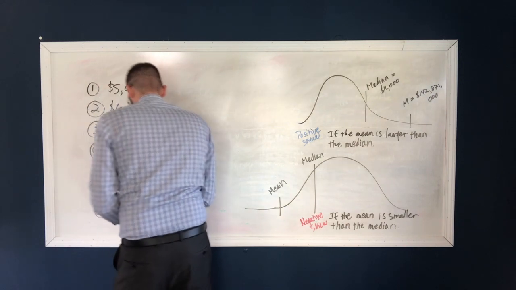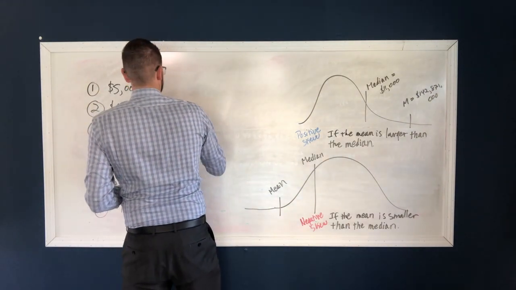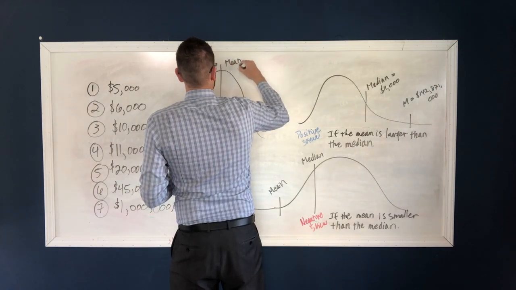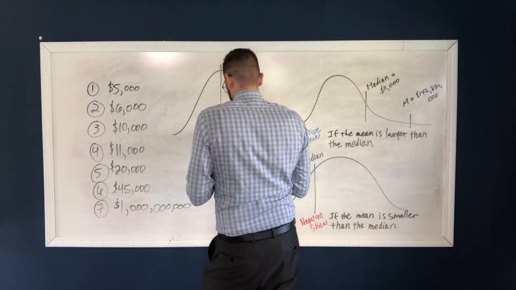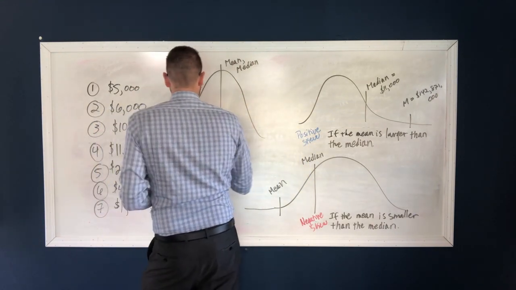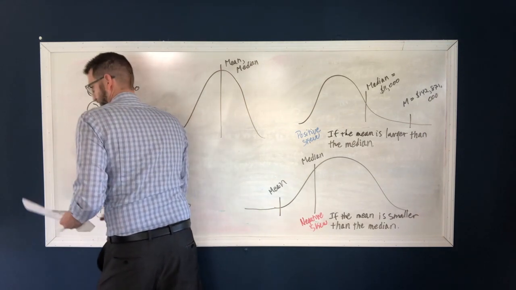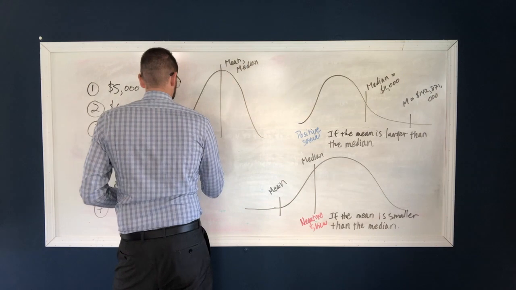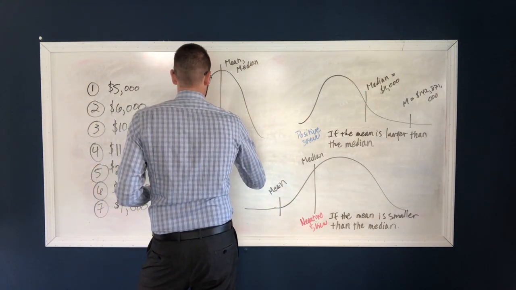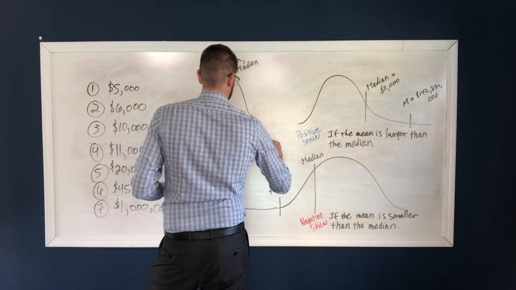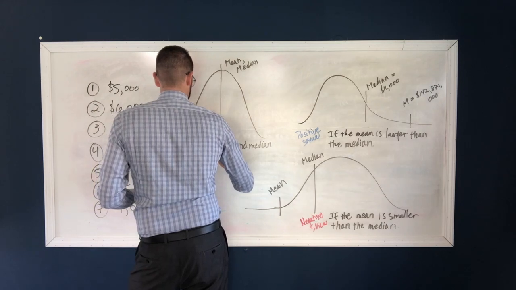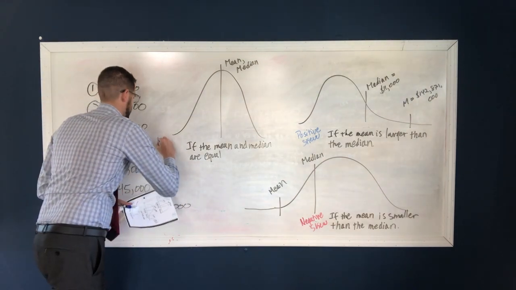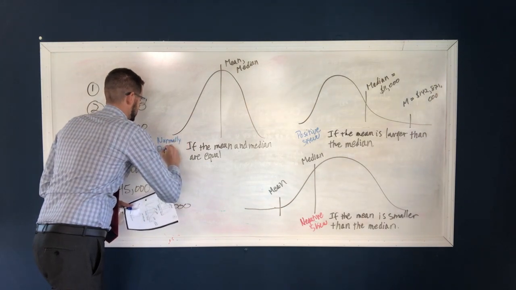And for the last one, oh, my green pen died. Okay. So then if the mean and median are equal, the distribution is normally distributed.